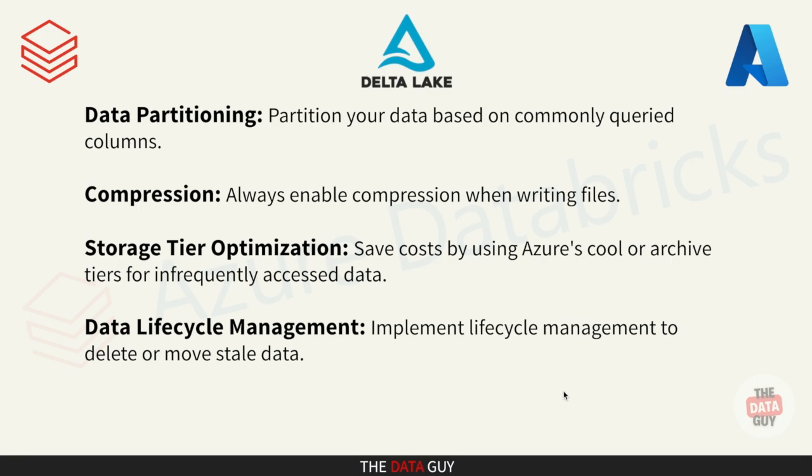Storage tier optimization. Save cost by using Azure Cool or Archive tiers for infrequently accessed data and keep the hot tier for active workloads. Automate this with lifecycle policies. For example, you can move old data to cold storage using lifecycle policies or automation scripts. Data lifecycle management. Implement lifecycle management to delete or move stale data.